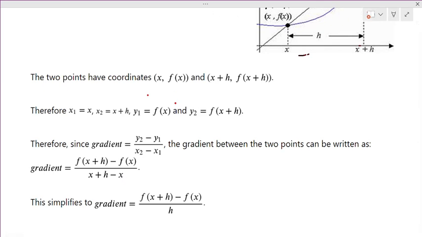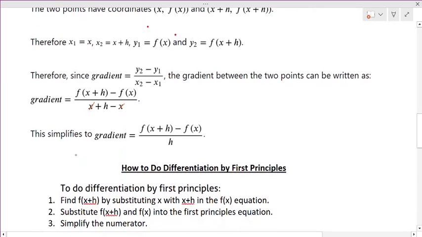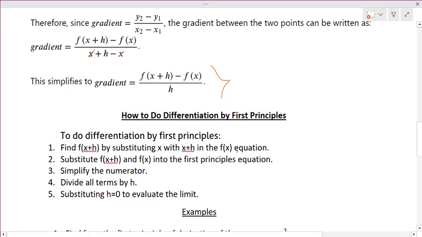So as I said earlier, this will cancel this because we're having positive and negative. So this simplifies our formula to f of x plus h minus f of x over h, and that is our first principle of differentiation. That's the formula, right? Good. So we then ask ourselves, how are we going to do the differentiation using the first principle formula?